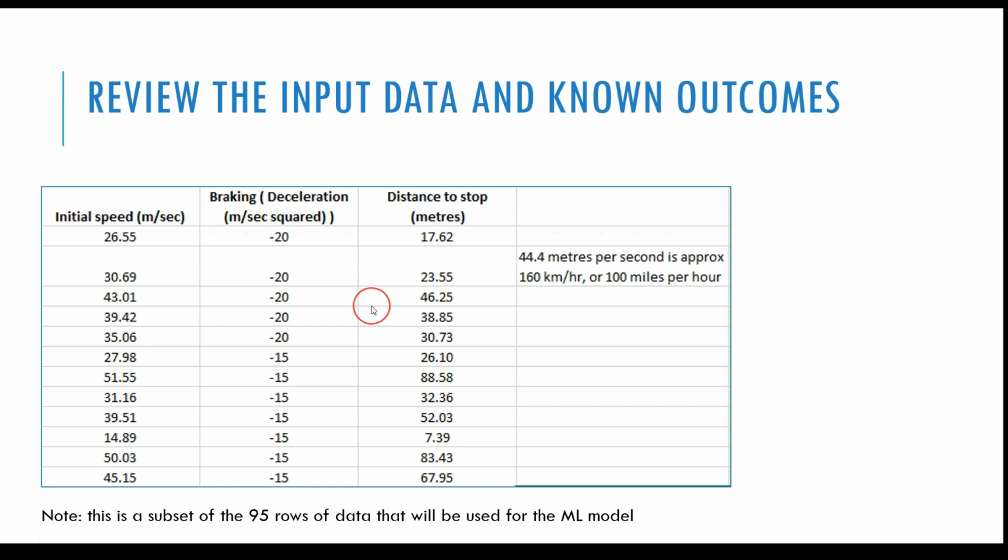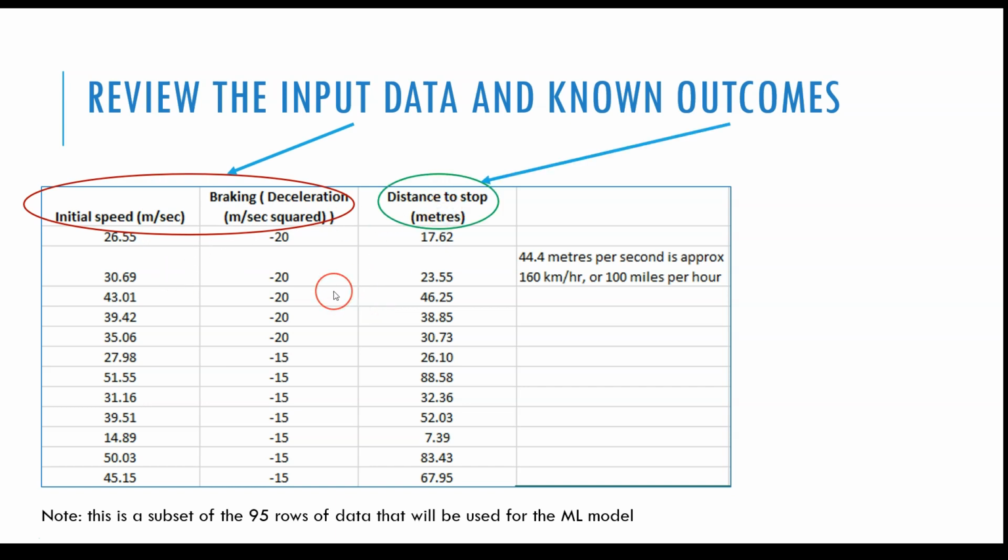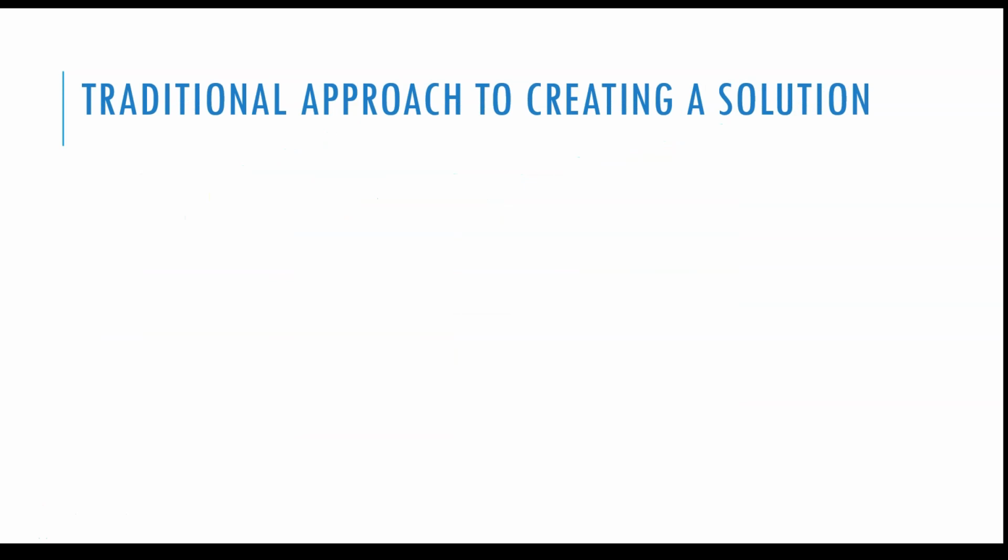And here is the data. So these are actual measurements, if you like. These two columns provide the input data, and this the result. Here we are actually displaying a subset of all the data, as we have 95 rows of data that were created. Let's have a quick look at how we would apply the traditional approach.